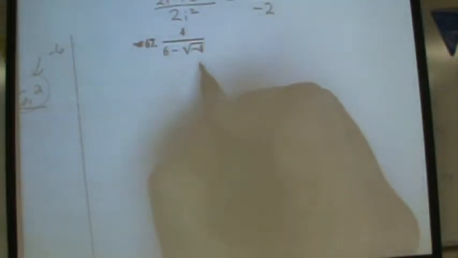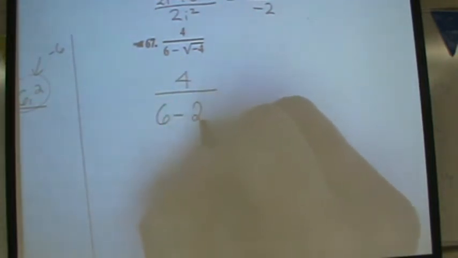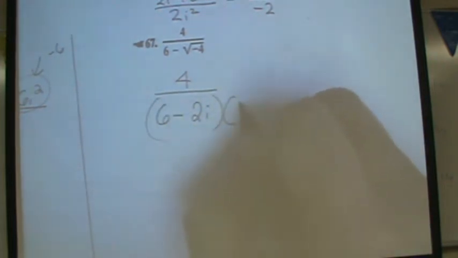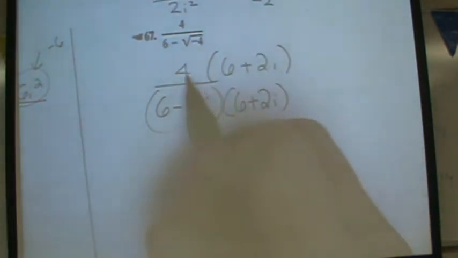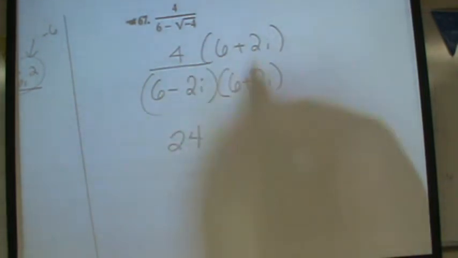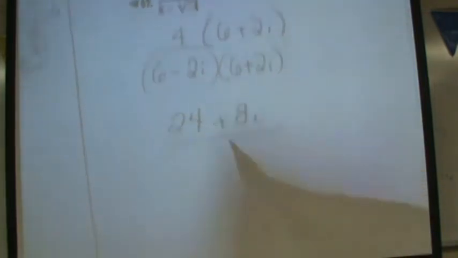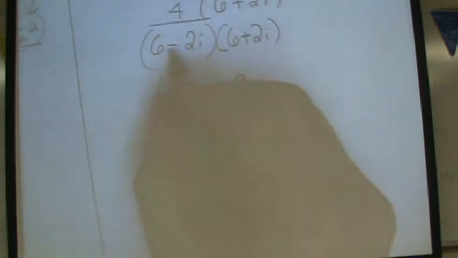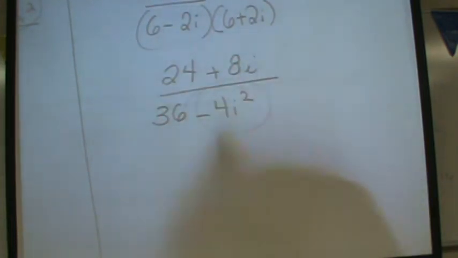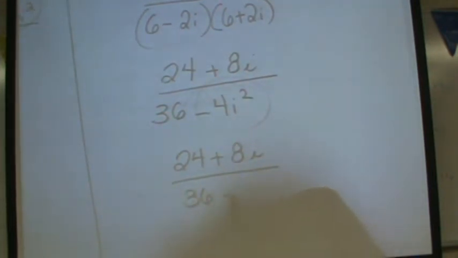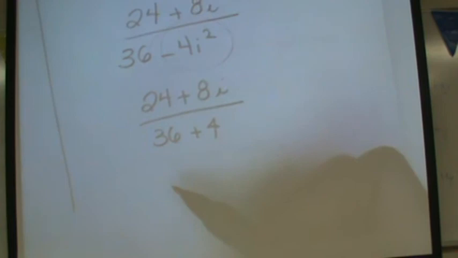And the last problem, 67. You're going to want to first rewrite square root of negative 4 as 2i, so the denominator is 6 minus 2i. So your conjugate would be 6 plus 2i. 6 times 4 is 24, plus 8i. The bottom, 6 times 6 is 36. The next two cancel, and then minus 4i squared. Well, this goes to positive 4. And 36 and 4 is 40.